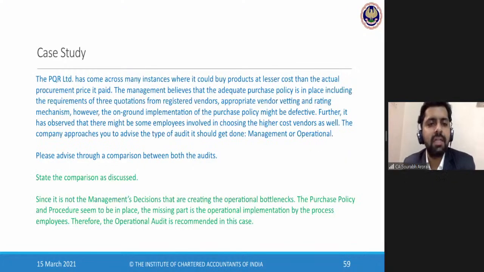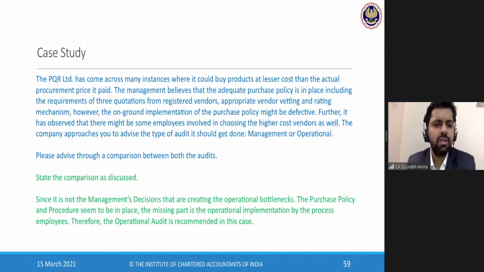The PQR Limited has come across many instances where it could buy products at lesser cost than the actual procurement price. The management believes that the adequate purchase policy is in place, including the requirements of 3 quotations from registered vendor, appropriate vendor vetting and rating mechanism. However, on-ground implementation of the purchase policy might be defective. Further, it has observed that there might be some employees involved in choosing the higher cost vendors as well. The company approaches you to advise the type of audit it should get done, management or operational. Please advise through a comparison between both the audits.